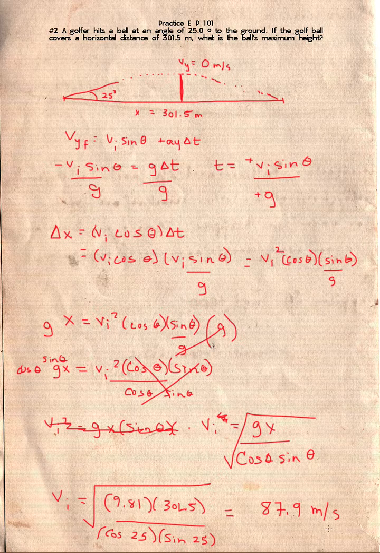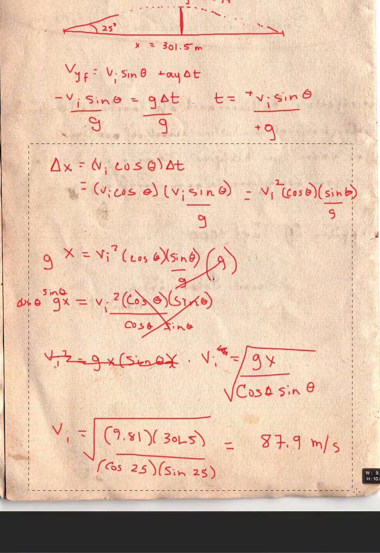So now that we have the initial velocity, now we can solve the problem for the maximum height. We're going to use a different formula, but we're going to use a formula that allows us to find delta y, which is our height in the vertical direction. So let's get rid of all this so that we can move on to the next part. So we've got 87.9. Right, so now let's take a look at the next part.